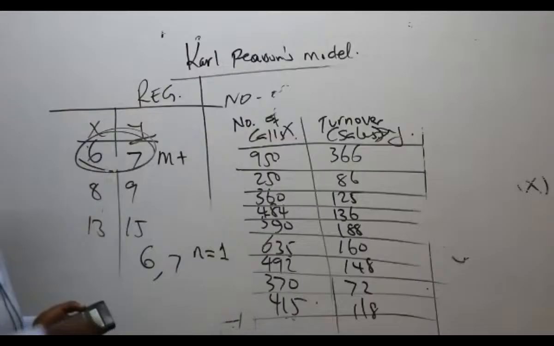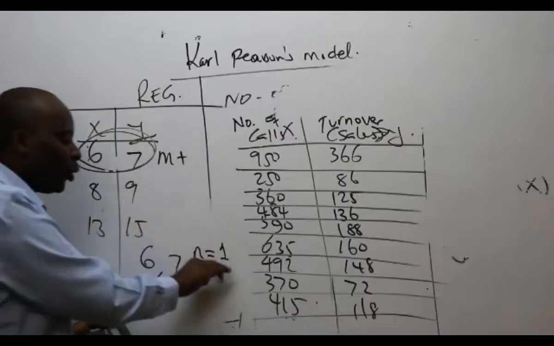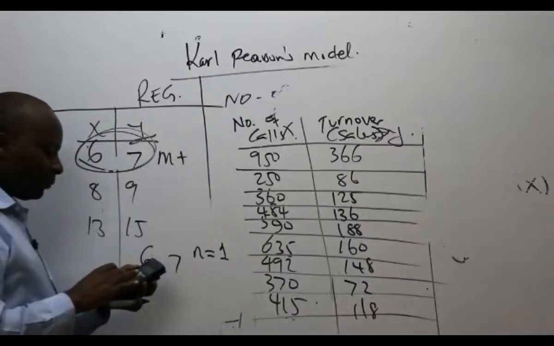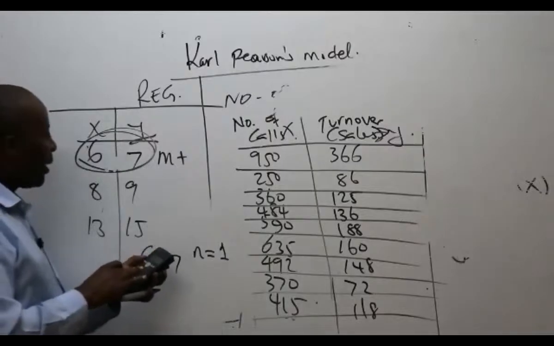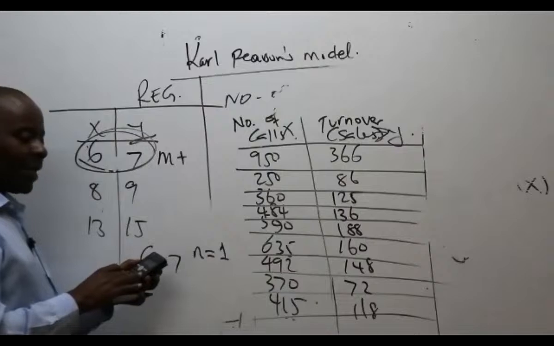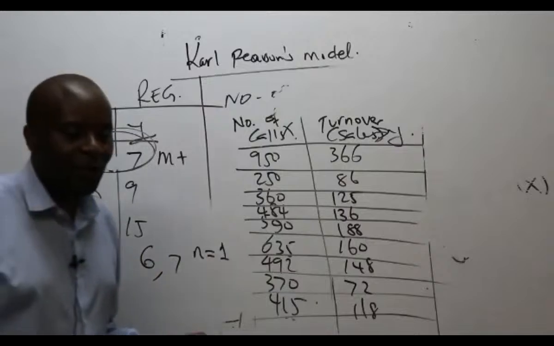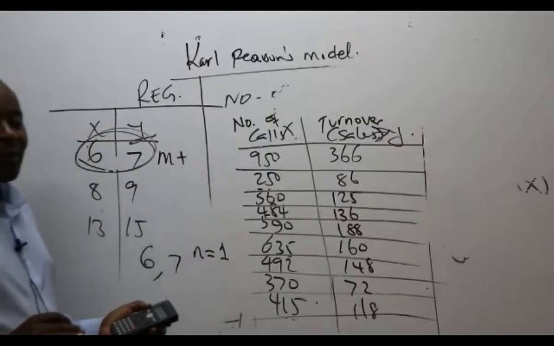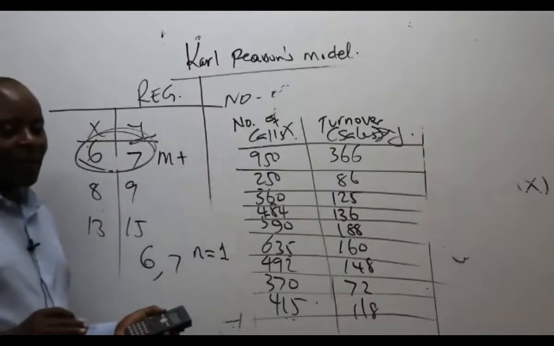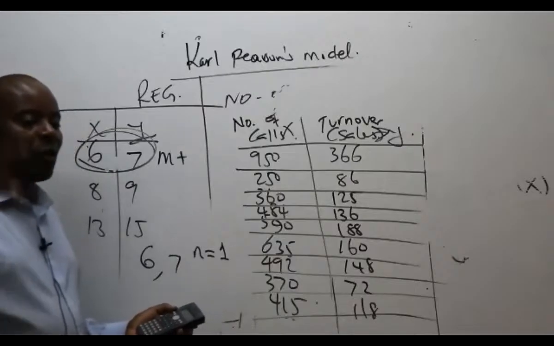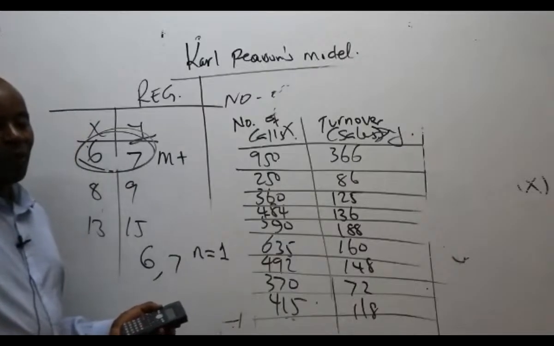Ladies and gentlemen, that straight away calls you to enter the second. So you come and say 8,9, then you say M plus. Is there somebody who has been told that this time round N equals 2? Thank you very much, Maureen.